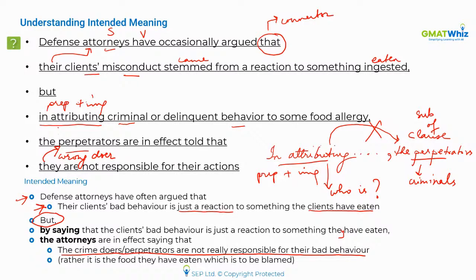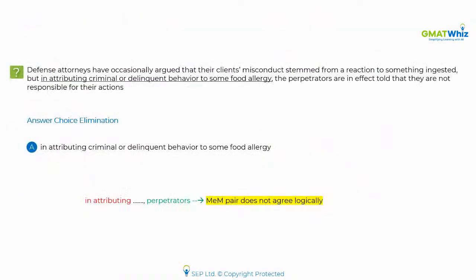Okay, but the "in attributing" is modifying the perpetrators, and that we know is wrong. So this connection here is incorrect. "In attributing" is modifying perpetrators, which is not the intended meaning. It is the district attorneys who are assigning the blame to the food allergy. So with that, let's move on to the answer choice elimination.